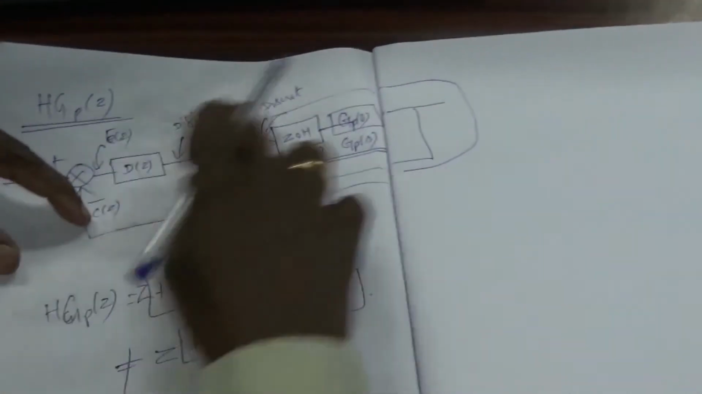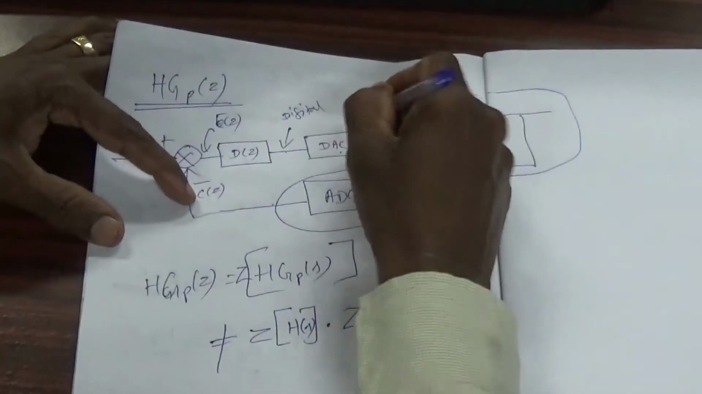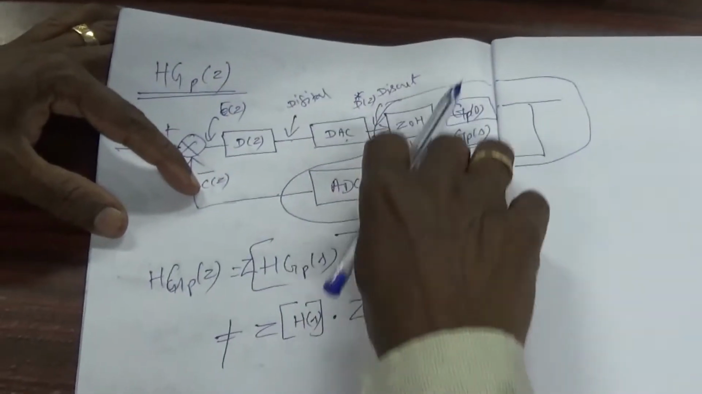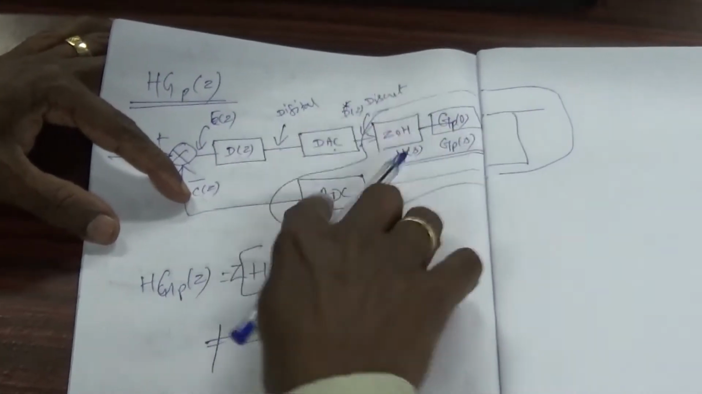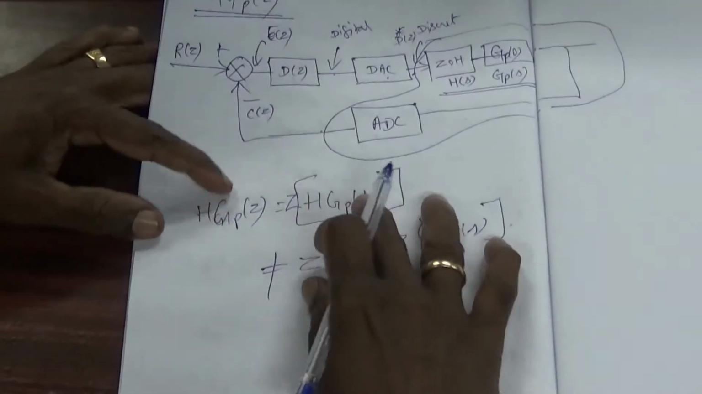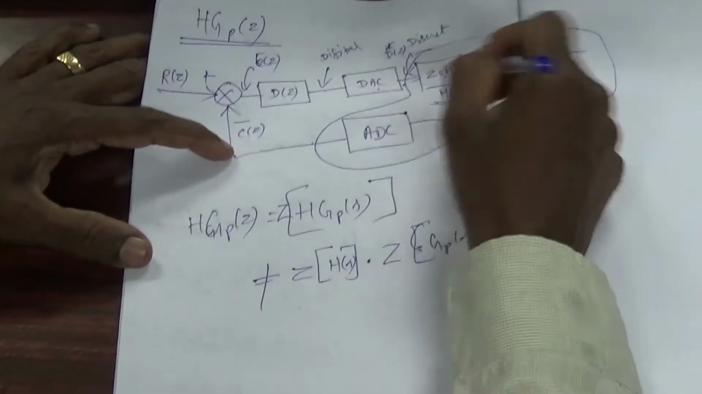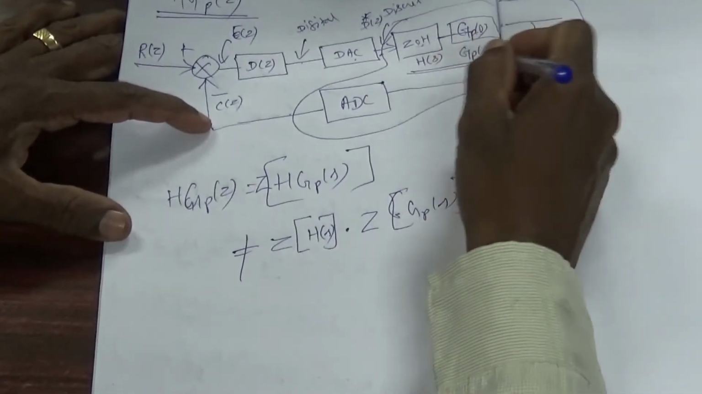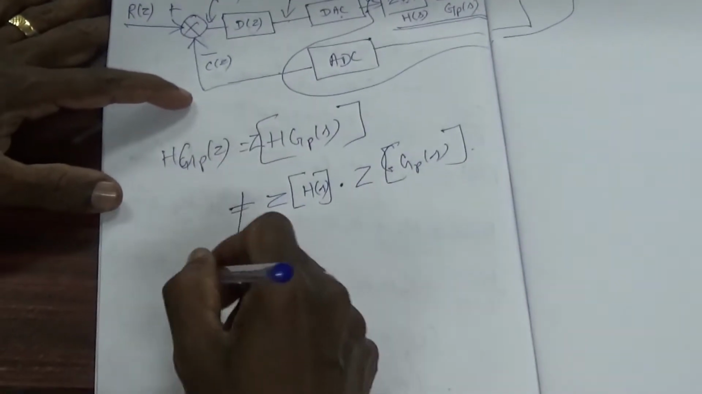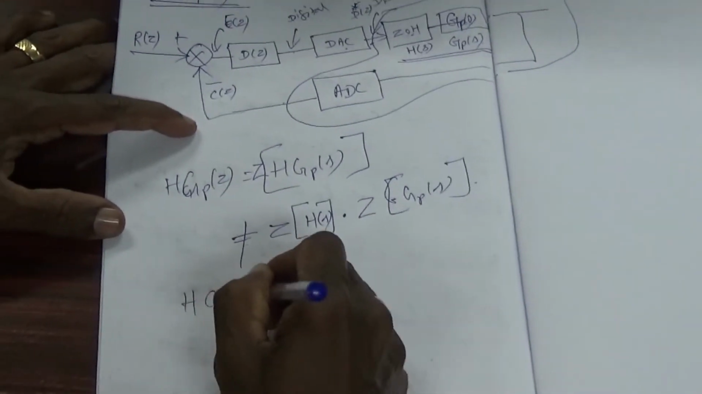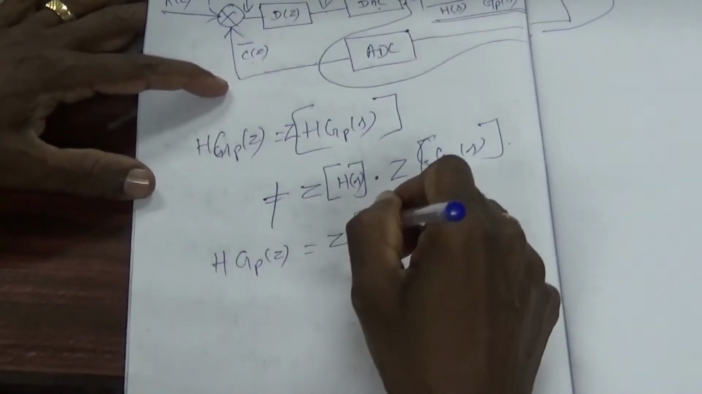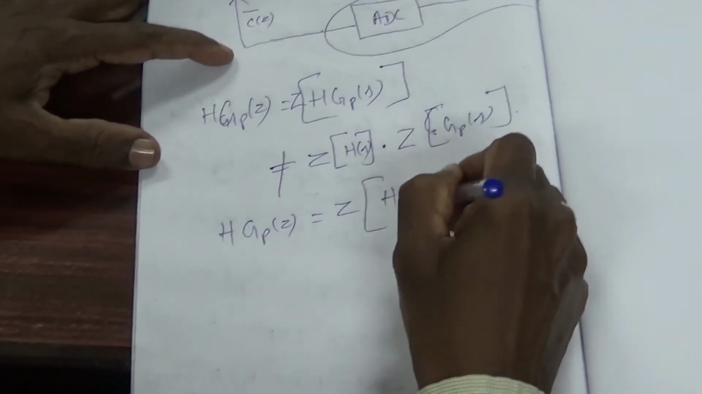Here C of Z, here we are giving D star of Z as input. That's why between these 2 points only we can obtain the Z transform. So these two are continuous. That's why they can be multiplied in the S domain. Therefore HGP of Z equals the Z transform of HGP of S.